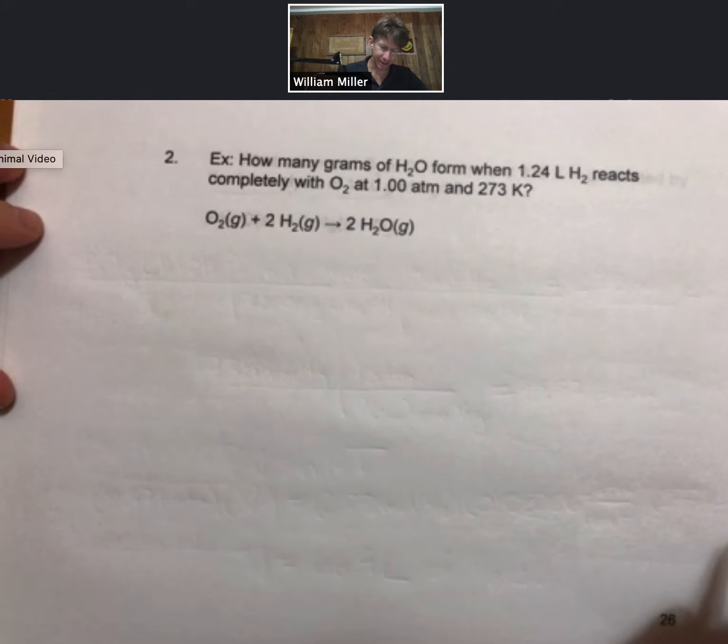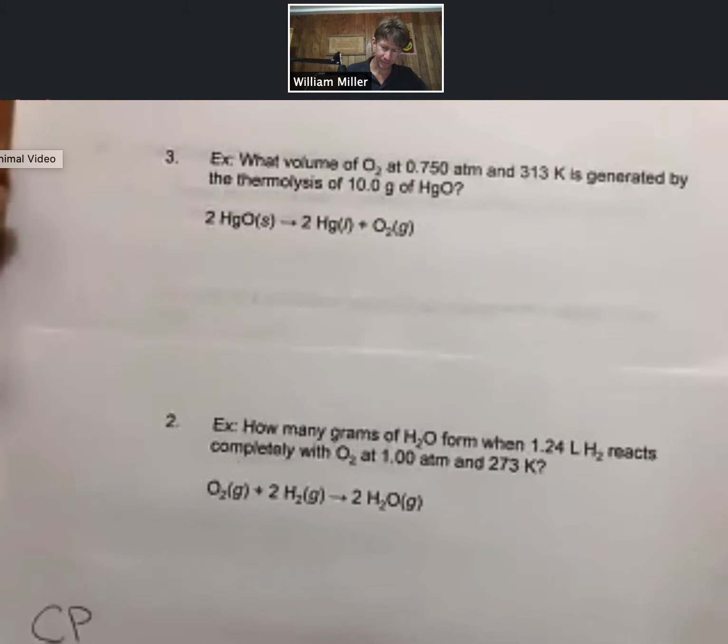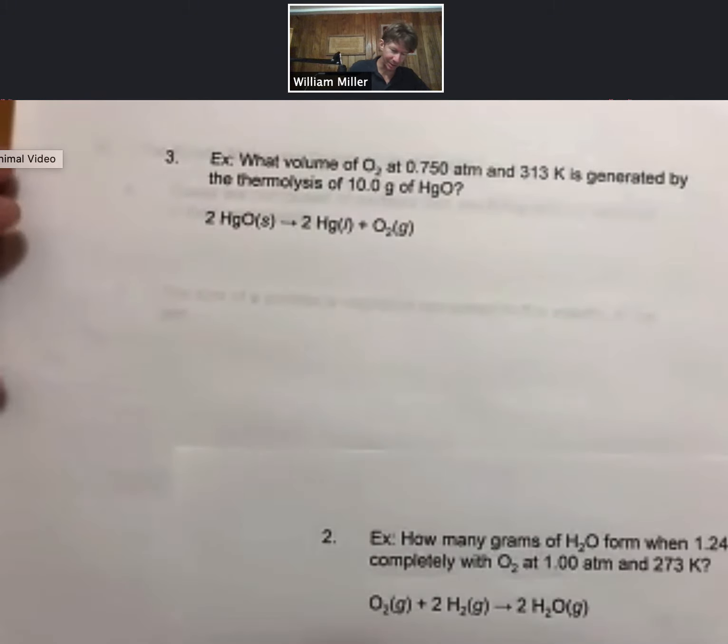This one is a companion problem. And this one is a companion problem as well.